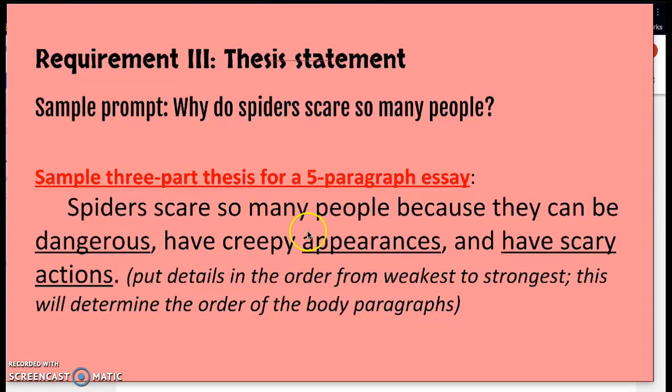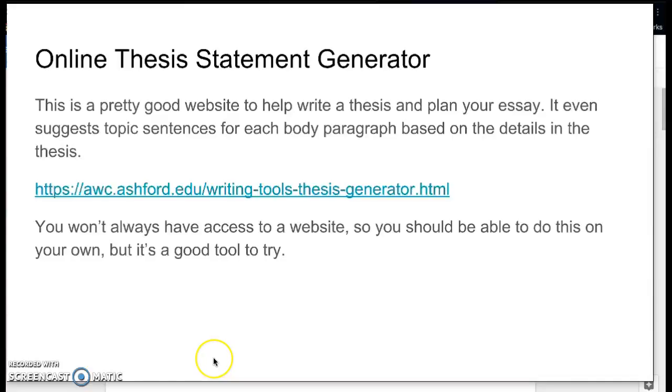So remember, in real life, we would do the thesis first because then it makes the rest of the essay easy. You already know. When you do the details here, you should put them in order from weakest to the strongest. So I think their scary actions are the strongest, so I would put that last.